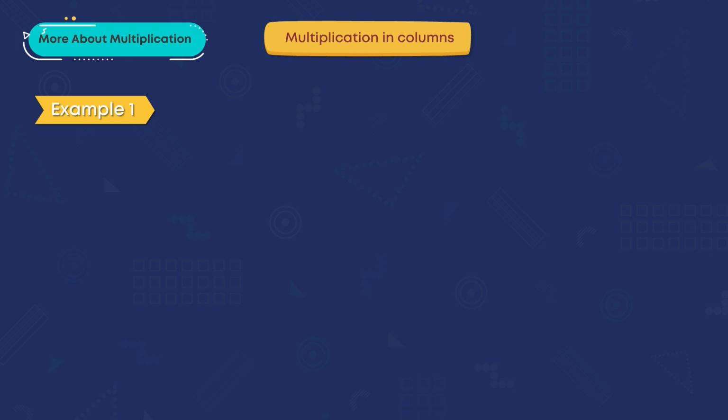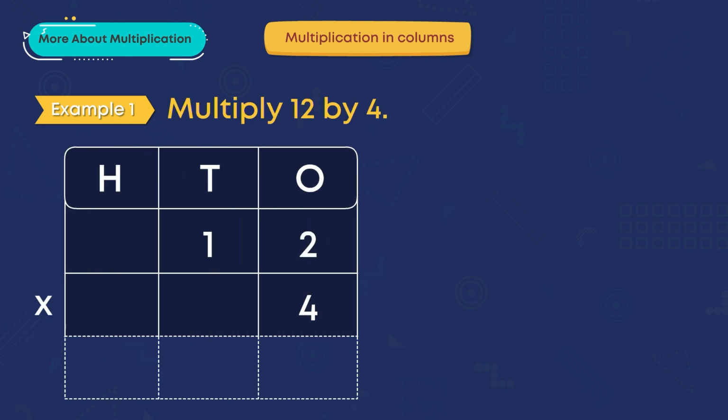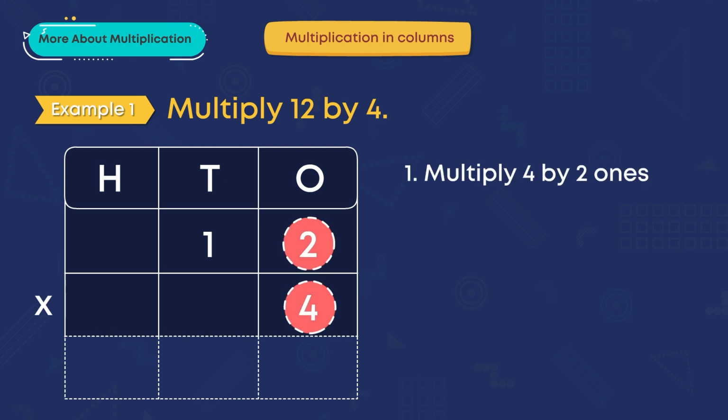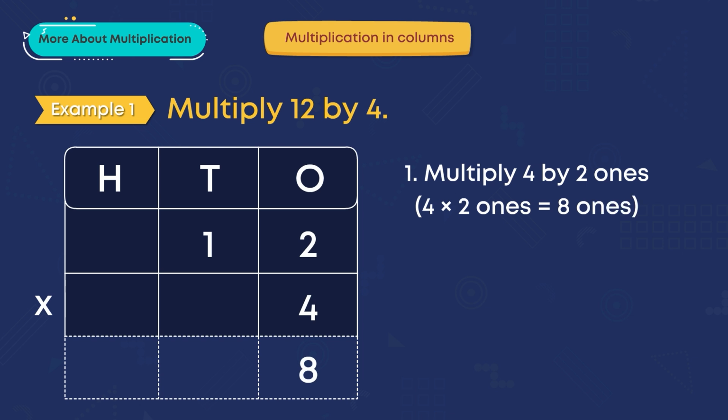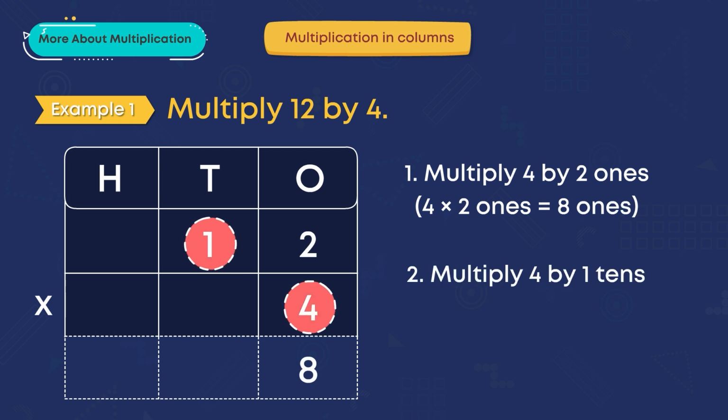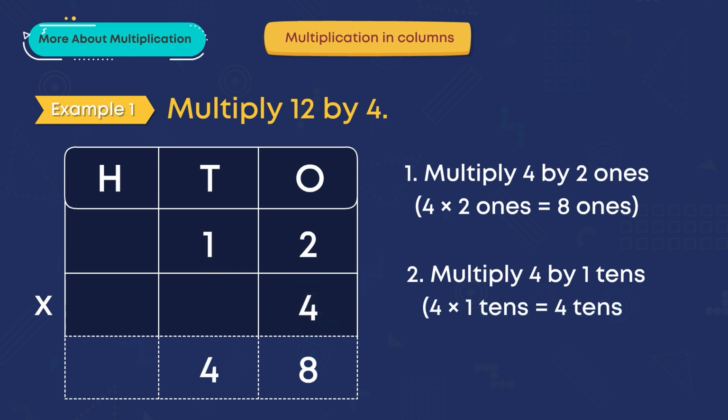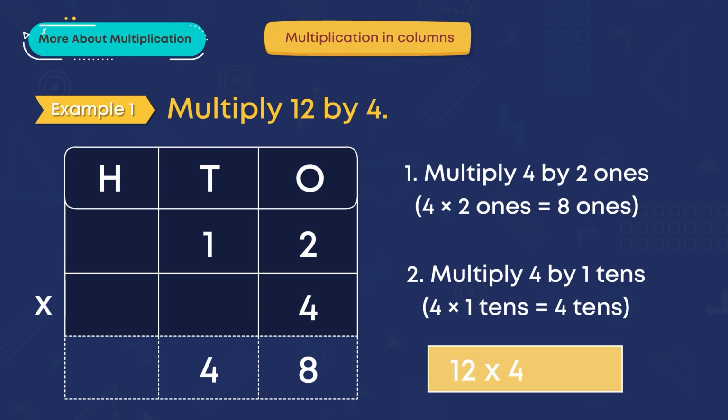Example 1. Multiply 12 by 4. Multiply 4 by 2 ones. 4 times 2 ones is equal to 8 ones. Multiply 4 by 1 tens. 4 times 1 tens is equal to 4 tens. 12 times 4 equals 48.